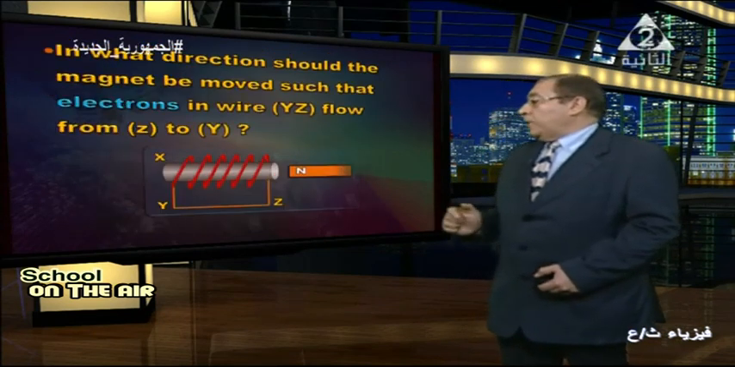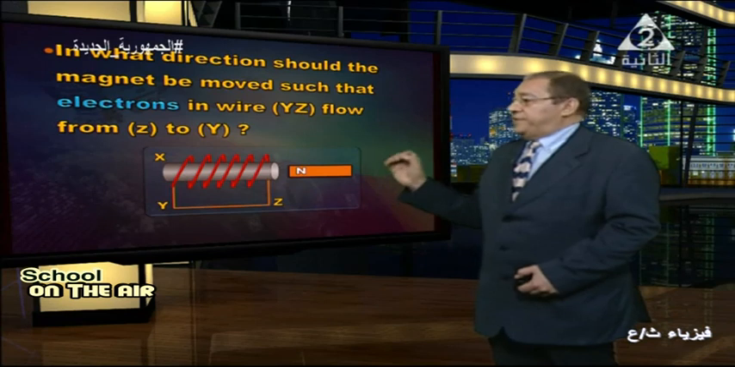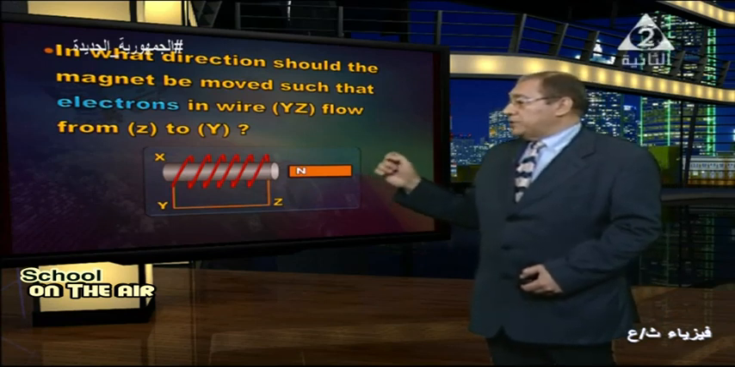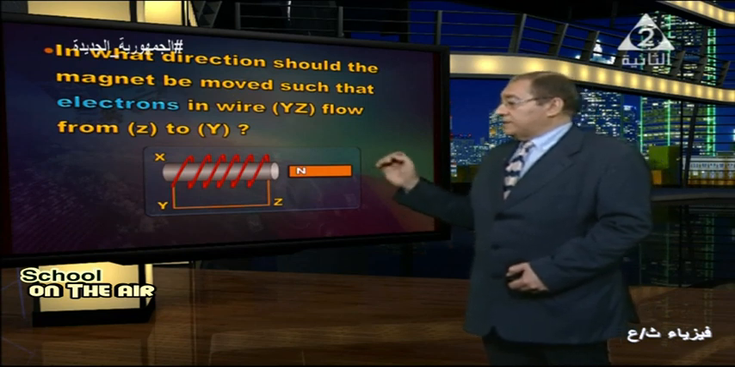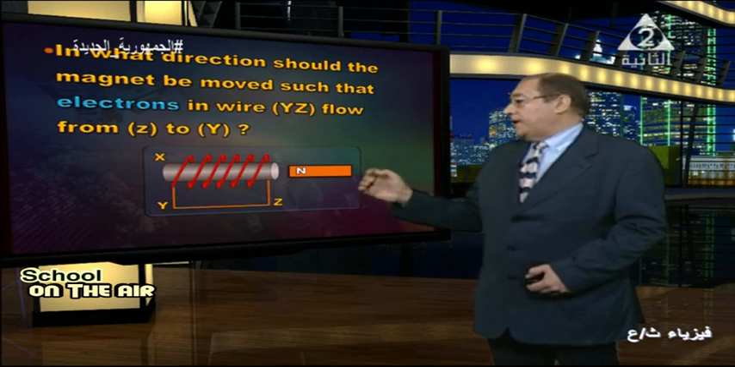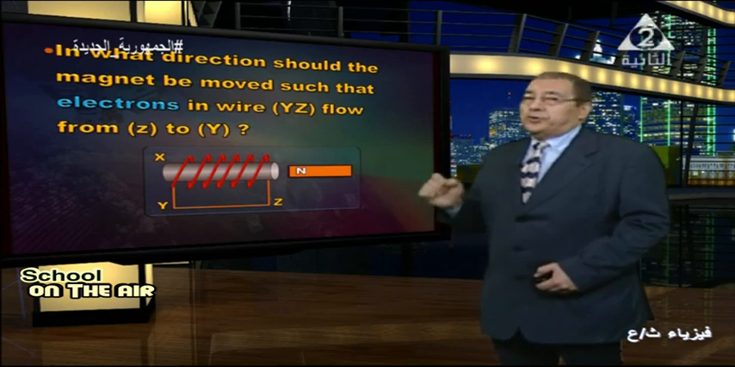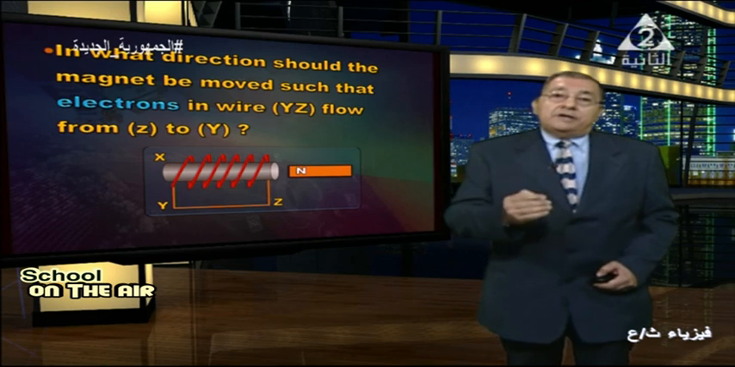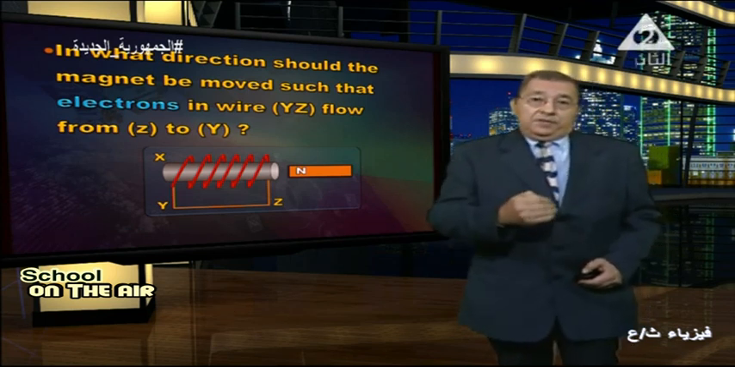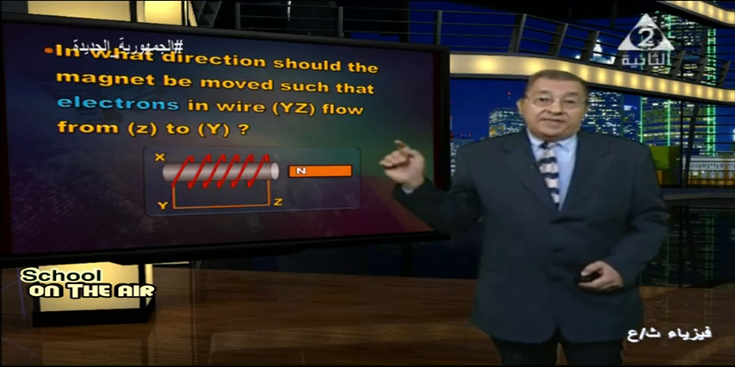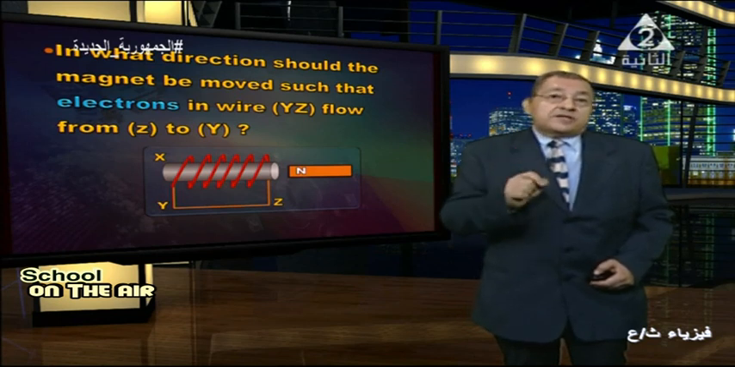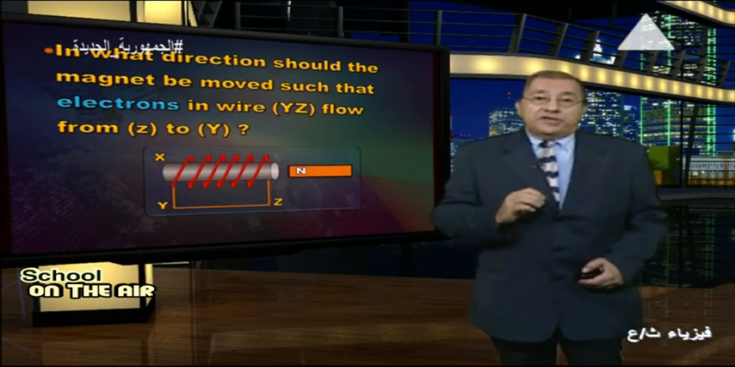Okay, in what direction should, this is a very tough question, the magnet be moved such that electrons in wire YZ flow from Z to Y? Your attention, please. We are used to conventional current, the current which is regarded as the movement of positive charges. But now in this question, it asks about the flow of electrons. It is the opposite to the conventional.